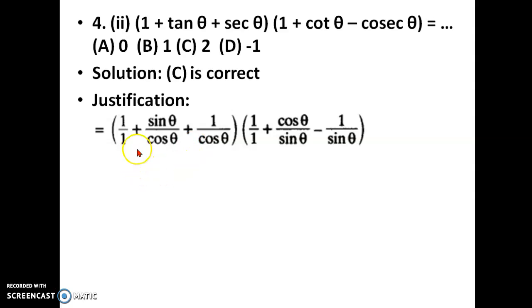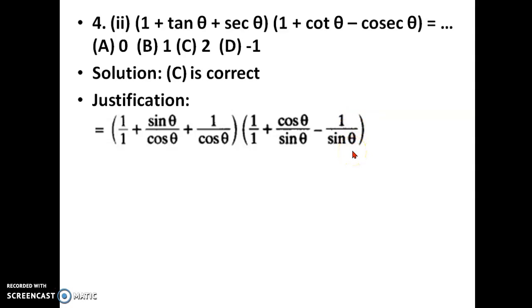So that we can write like this: 1 plus sin theta by cos theta. So tan can be written as sin theta by cos theta, and secant theta can be written as 1 by cos theta. Similarly, here you have cot theta, no? So cot theta can be written as cos theta divided by sin theta. Then cosecant theta is 1 by sin.